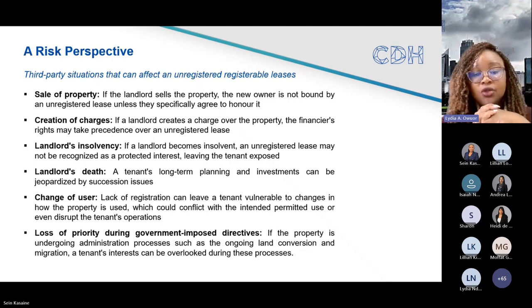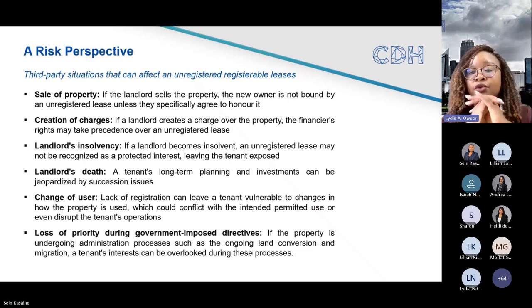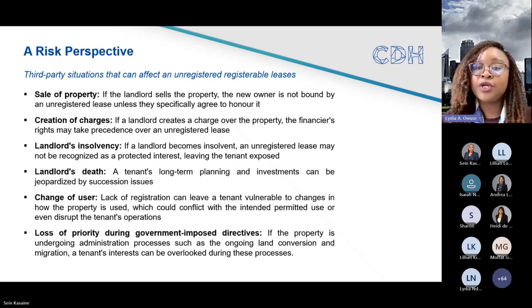Okay? So always remember, I'm highlighting a lot to do with third-party claims and how this can affect you as a tenant if you did not take the next step to register that lease.